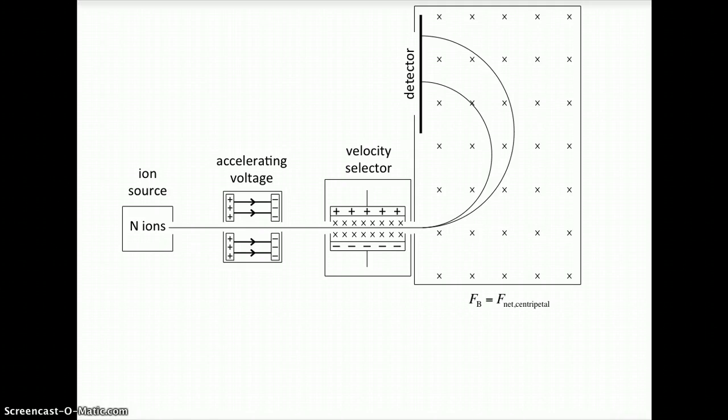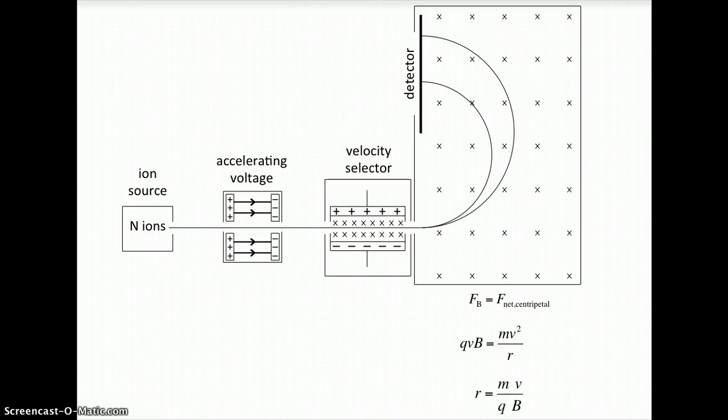Inside of the magnetic field, there is a net centripetal force, which is simply equal to the magnetic force. On the left side, the magnetic force is q, the charge, times v, the speed which was selected, times B, the strength of this field. On the right, the net centripetal force is equal to m v squared over r. If we solve for r, we get this equation.